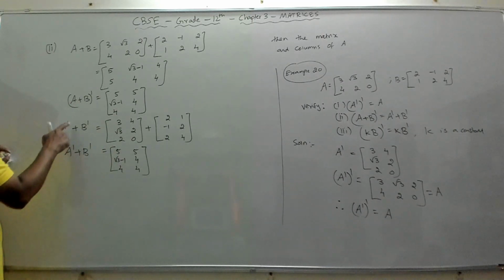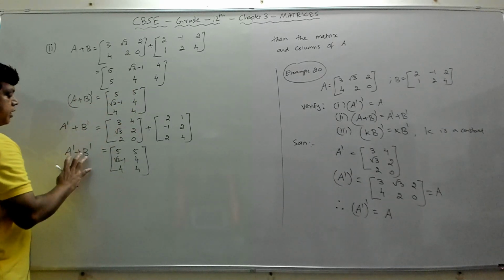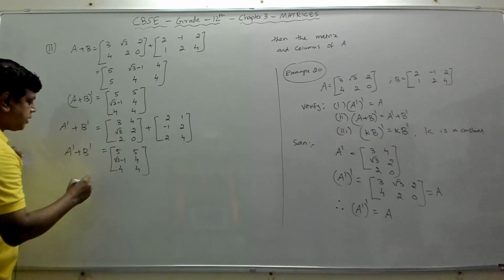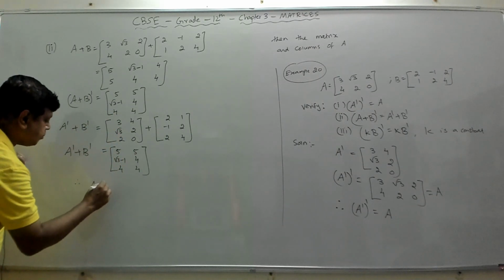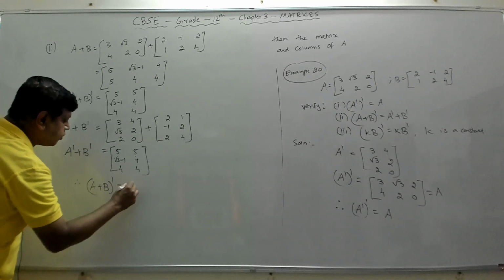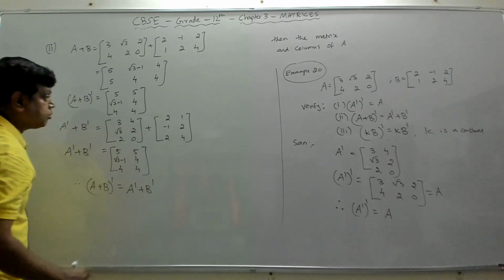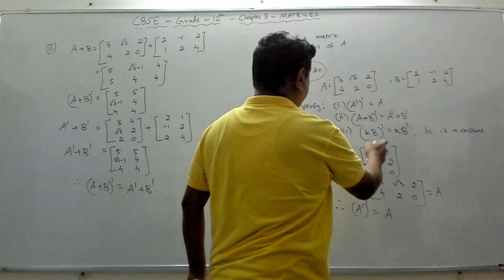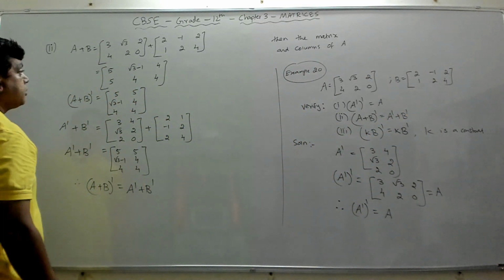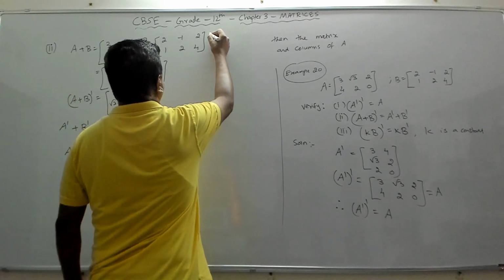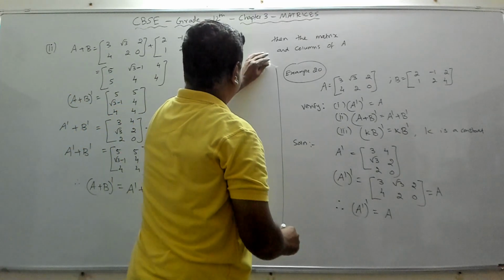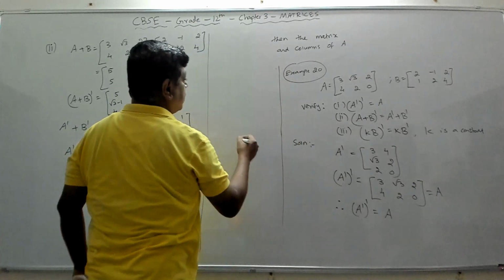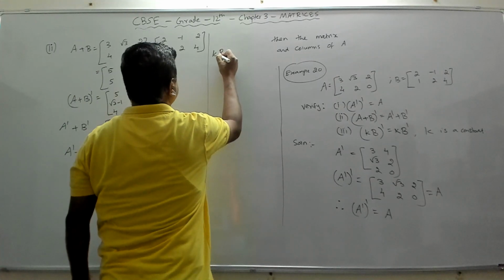Now we see that (A plus B) the whole transpose is this matrix, and A transpose plus B transpose is also the same matrix. So both are matching. Therefore, we can say (A plus B) the whole transpose is equal to A transpose plus B transpose. So we have proved the second part. This is also done. Now we should find the third part. Let me put a line here. The third part is, we have to find (KB) the whole transpose.